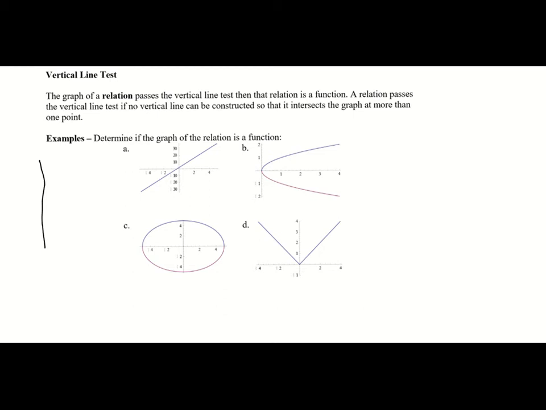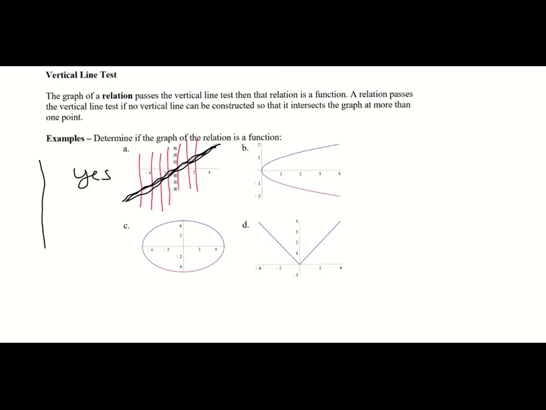So if I look at the first one, when I'm drawing those vertical lines, my vertical lines are hitting that graph. When I say graph, I mean our line right here. It hits it at only one point. It doesn't hit it more than once. So A is a function. So is this? Yes.